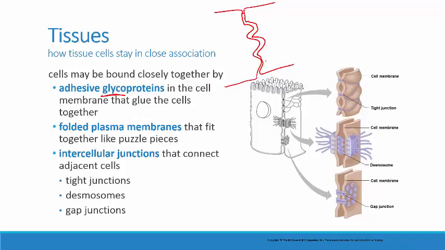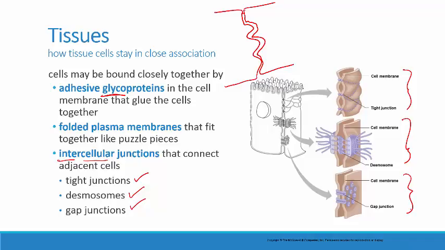that we can hold two cells in close association with each other is to have specialized proteins that act as intercellular junctions, inter meaning between, that will hold together the cell membranes of adjacent cells. And there are three types of these intercellular junctions: tight junctions, desmosomes, and gap junctions. And I've got pictures of them here. These are the tight junctions, these are desmosomes, and these are the gap junctions.